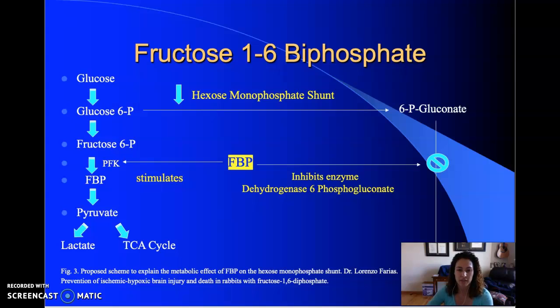Another effect of FBP is that it inhibits the enzyme 6-phosphogluconate dehydrogenase, which limits the metabolism of glucose through the hexose monophosphate shunt. The inhibition of the enzyme 6-phosphogluconate dehydrogenase, with the activating effect of FBP on the enzyme phosphofructokinase and the enzyme pyruvate kinase, produce a decrease of glucose flow towards the hexose monophosphate shunt and an increased flow of glucose to glycolysis.